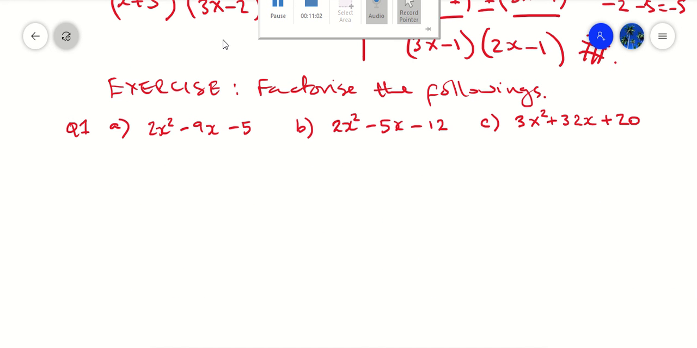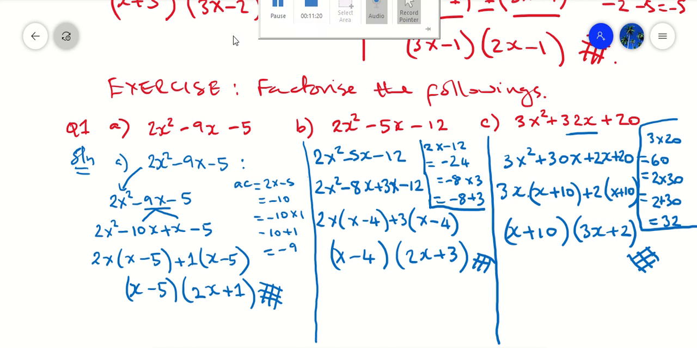Right, these are the question number 1, which has 3 parts, part A, part B, and part C. Pause the video, try them yourself, and then I will post the solution of this in a minute.